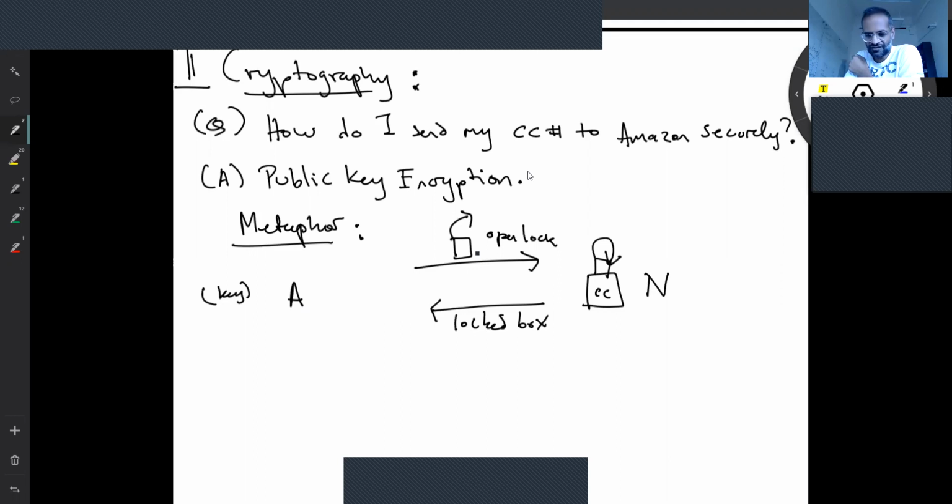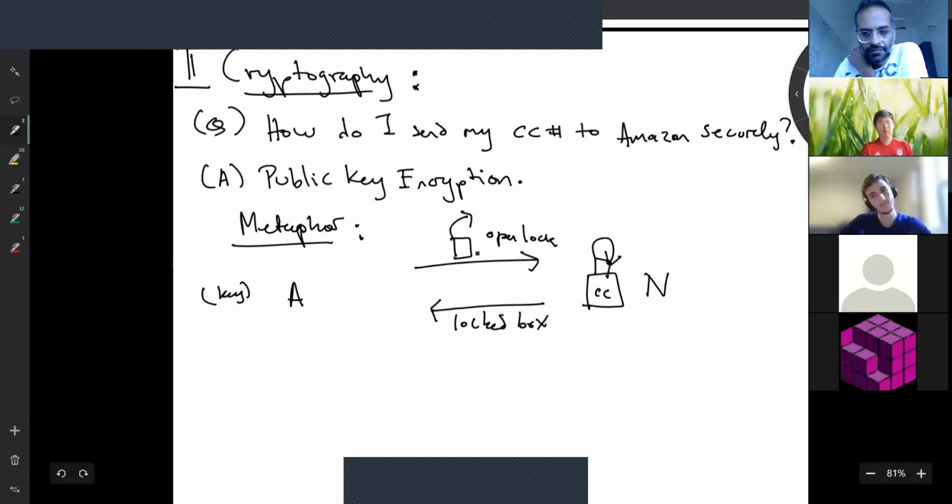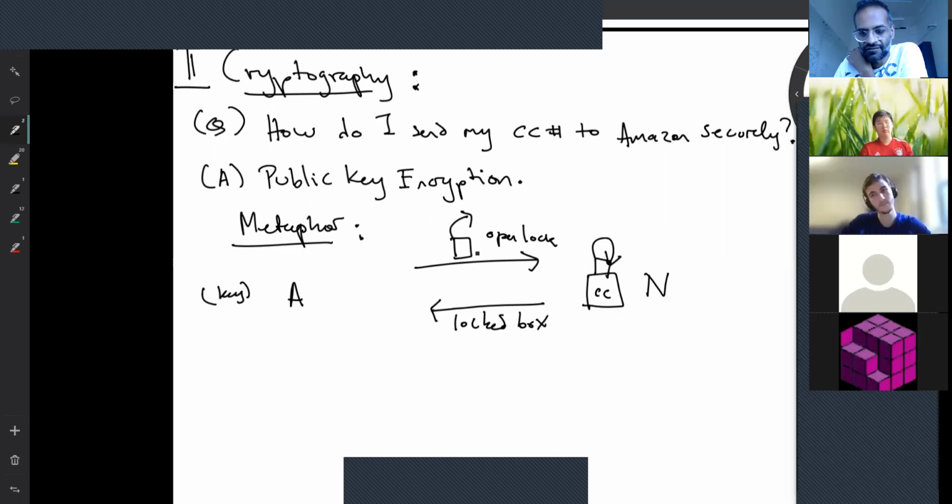So only Amazon has a key, so you couldn't even open it yourself? You can't even open it yourself. Oh. But this is good enough for you to send them your credit card safely, right? You know your credit card. You don't need to open the box once you lock it.